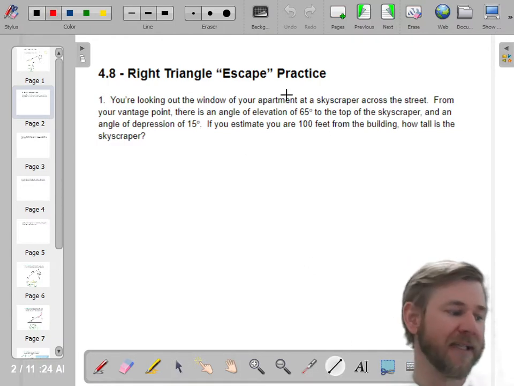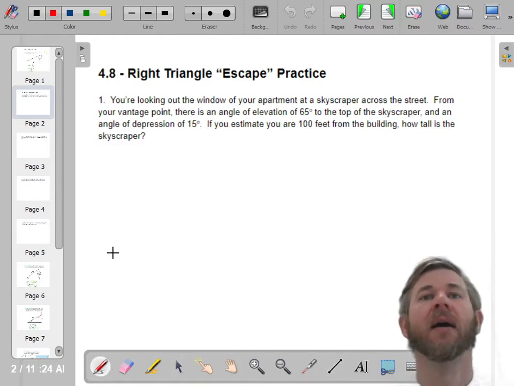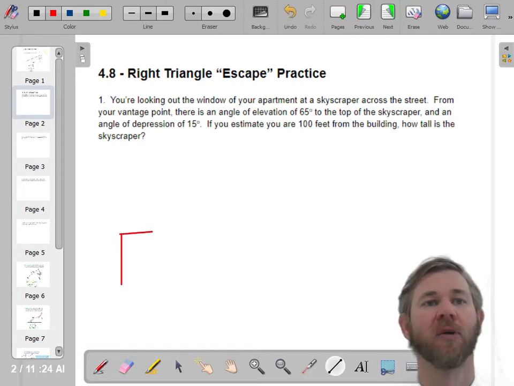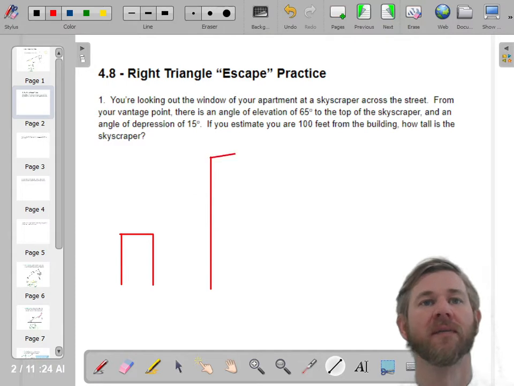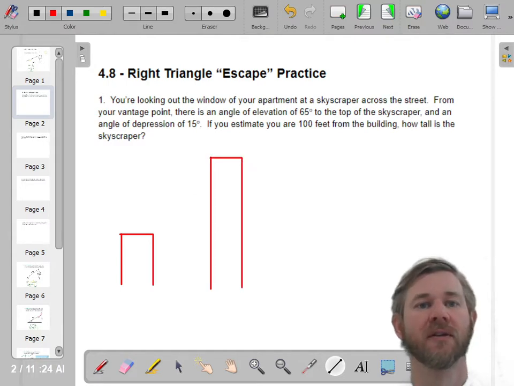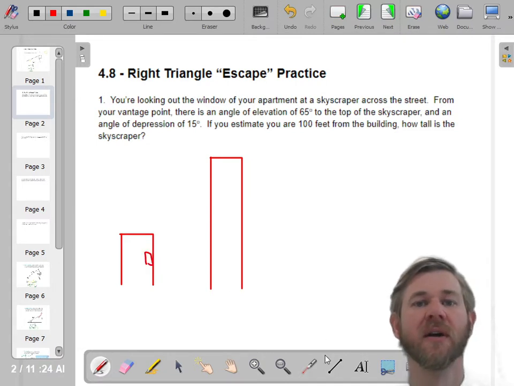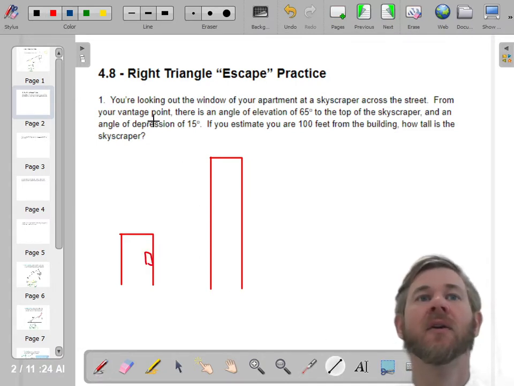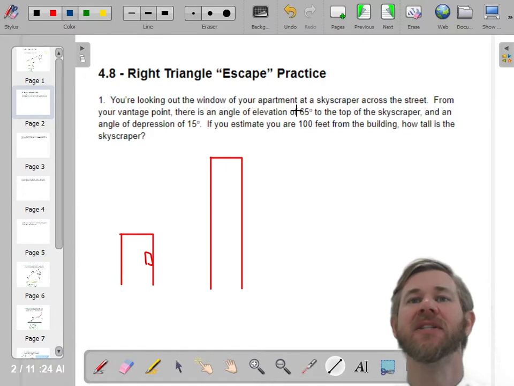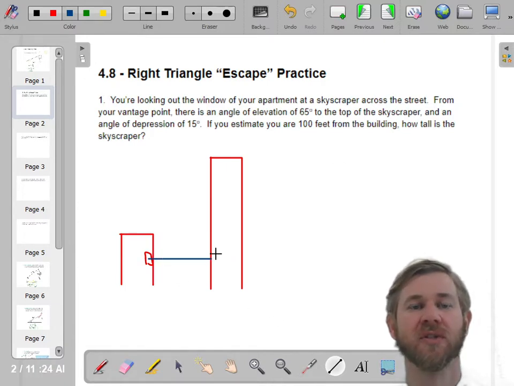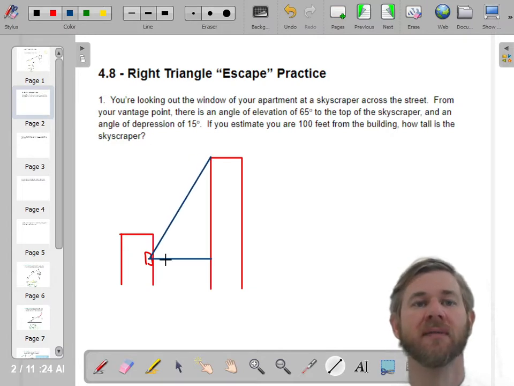This says you're looking out the window of your apartment and a skyscraper. So we'll say our apartment's going to be shorter and our skyscraper is going to be taller. Okay. So there's our two buildings and we are just some person in this window and it says from your vantage point there is an angle of elevation of 65 degrees to the top. So angle of elevation, remember you always have to draw horizontal and you draw up. Angle of elevation, this is 65 degrees.